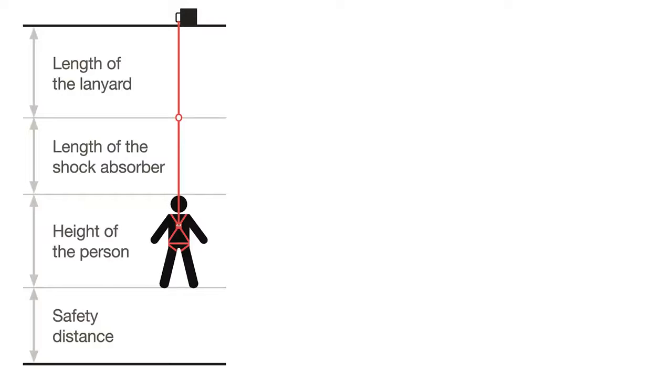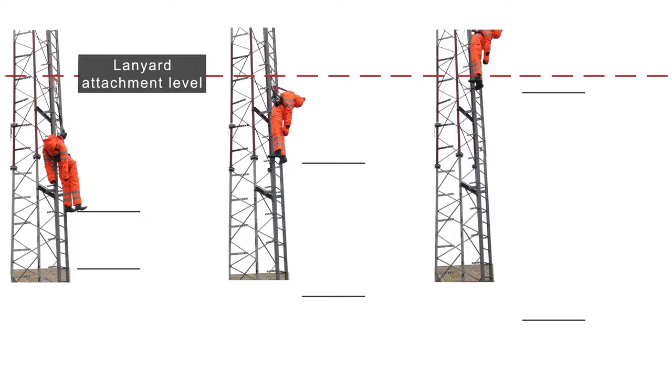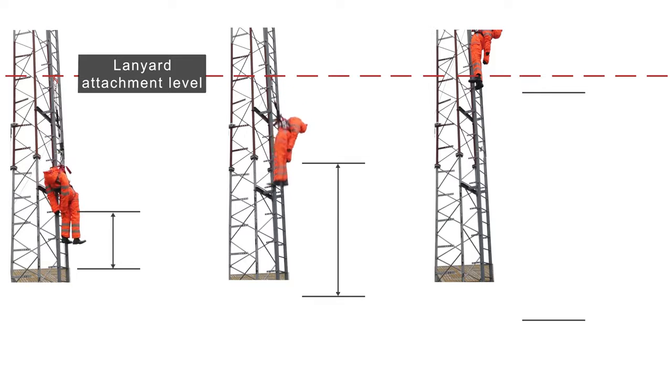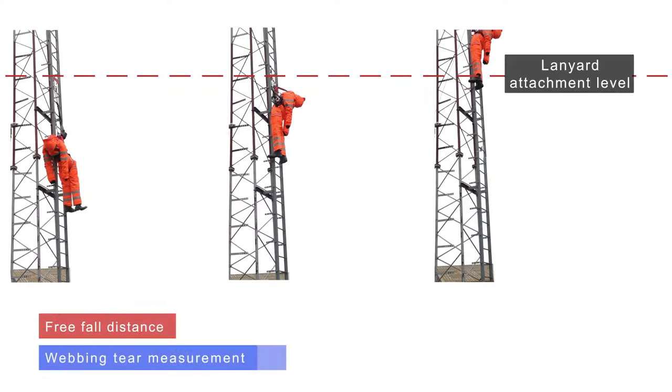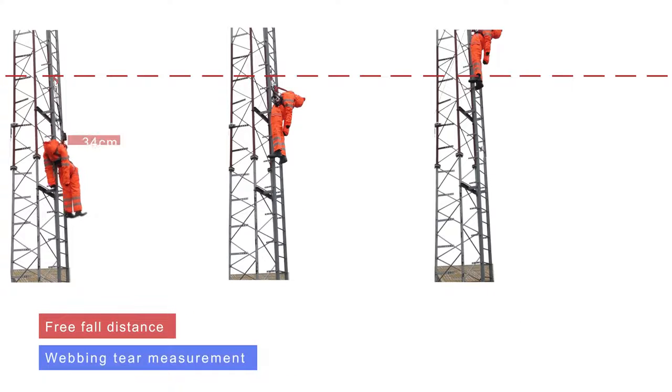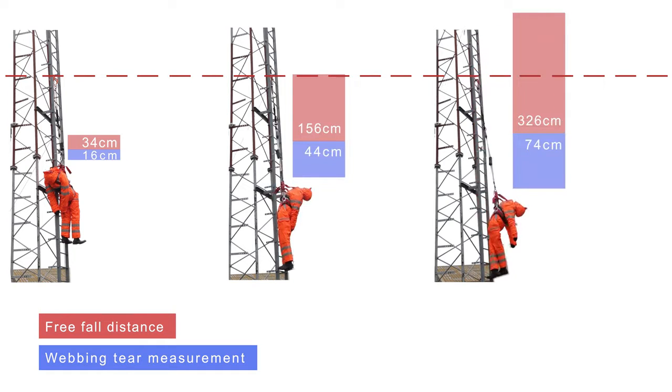In summary, the greater the fall factor, the larger the clearance distance that is required. The example in the video shows the realistic clearance distance required between the climber's feet and the ground for fall factor 0, fall factor 1 and fall factor 2. This distance also includes the safety margin. The biggest benefit of a high anchor point attachment can be seen when measuring the free fall distance and the length of the deployment.